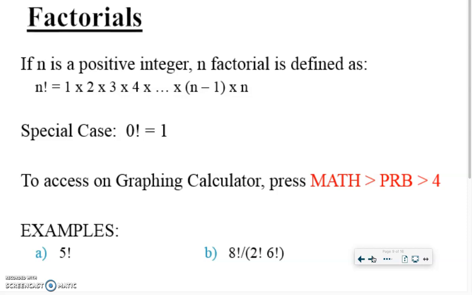It's more personal preference. All right, there is a special case. 0 factorial is equal to 1. We can do this on a graphing calculator, or scientific for that matter. On a graphing calculator, you want to find that math button, scroll over to PRB. Your fourth option down is going to have the factorial symbol.